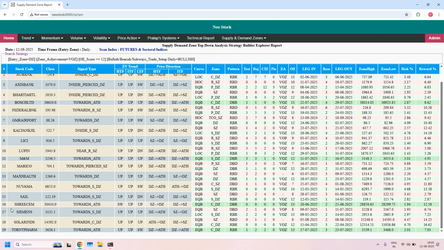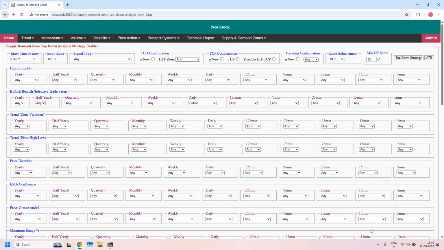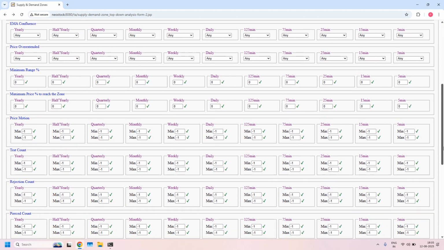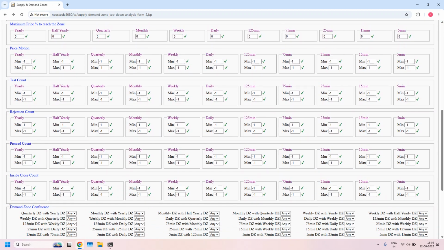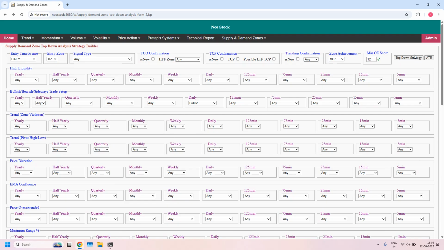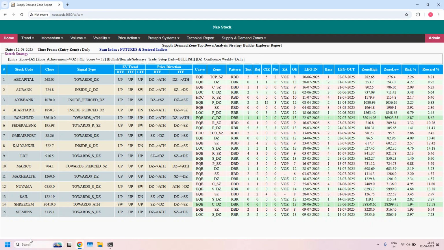Okay, so I'm applying a filter on these 19 stocks. I'm going back in the demand zone confluence parameter. This is the demand zone confluence parameter. In this parameter, I'm selecting the option daily demand zone and weekly demand zone confluence. I'm enabling the filter. This filter will be applied on those 19 stocks. After applying the filter, we got 15 stocks. In all the 15 stocks, all these daily demand zones are overlapped with the weekly demand zone. That means daily demand zone is part of the weekly demand zone.